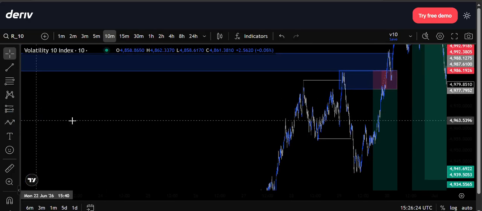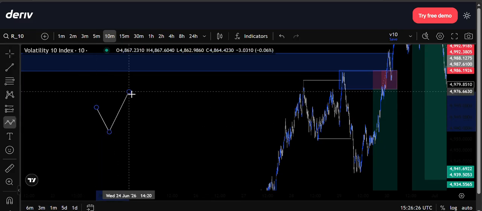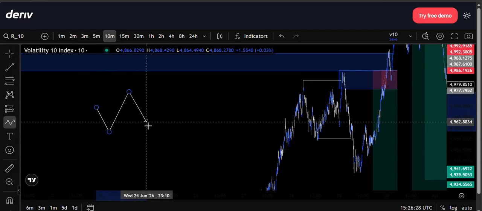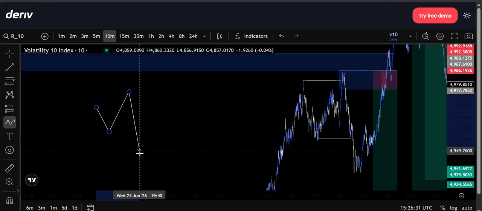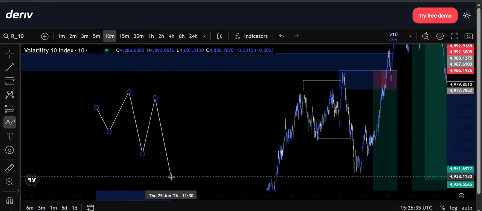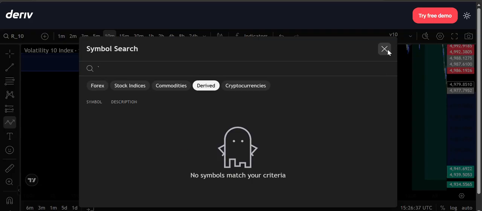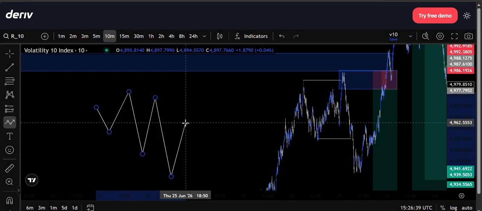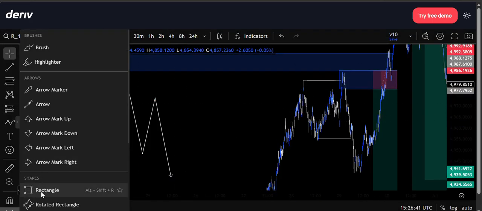Our entry model is usually where we always wait for a break of structure. Now this is a sell entry model: wait for a break of structure, and then retracement to the zone that caused the break of structure, and then we take our entry. So this is what we usually wait for when we are taking a trade. So this is our entry model.